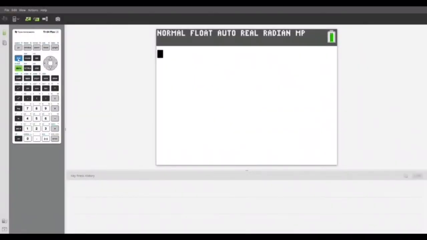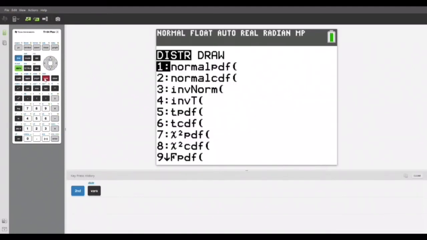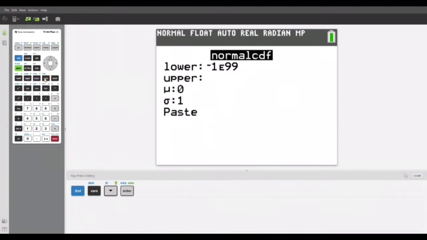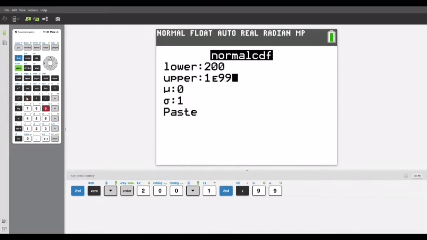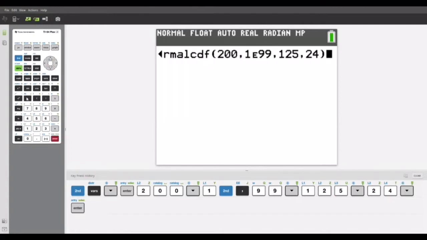We're going to go second, vars, to normal CDF. Our lower bound here is 200. Our upper bound is going to be 1E, which is second, comma, 99. Our mean is 125, and our standard deviation is 24. Select paste.